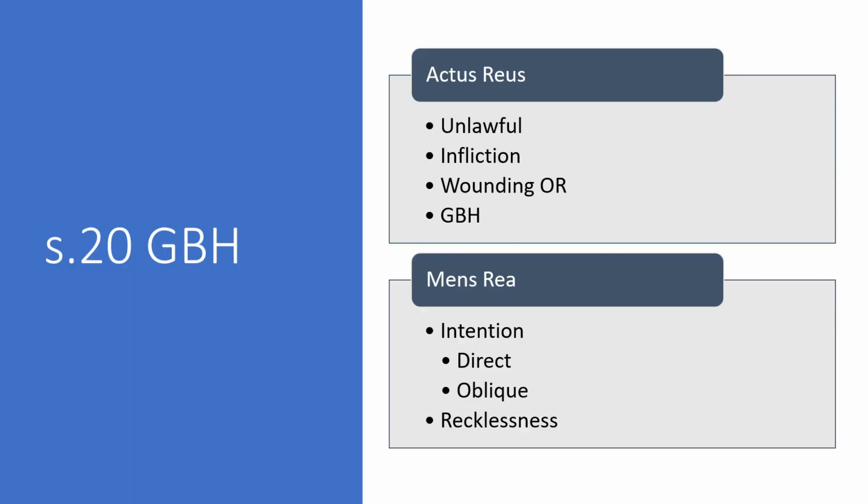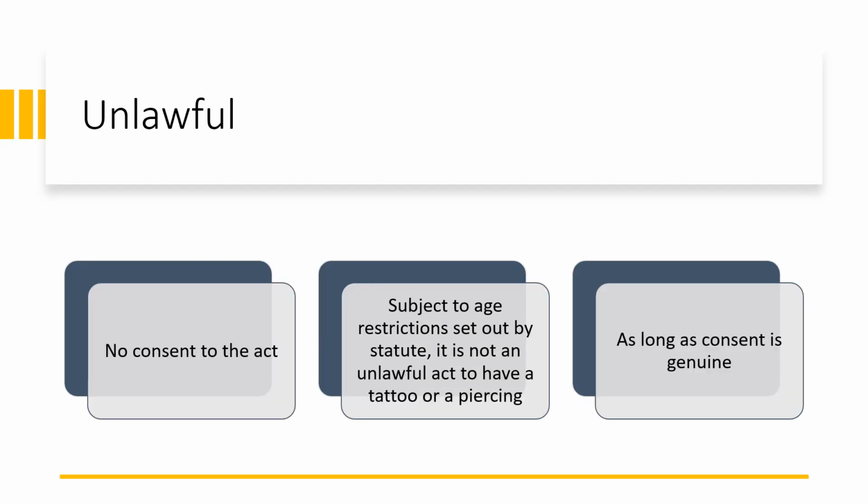So what we've done here is broken down the constituent elements. So we've got the actus reus of Section 20 GBH, and then we've got the mens rea of GBH too. So we're going to begin with the actus reus, and of course we've got this concept of unlawful, so it must be an unlawful infliction, and this wounding or GBH. Well, unlawful just means that there is no consent to the act.